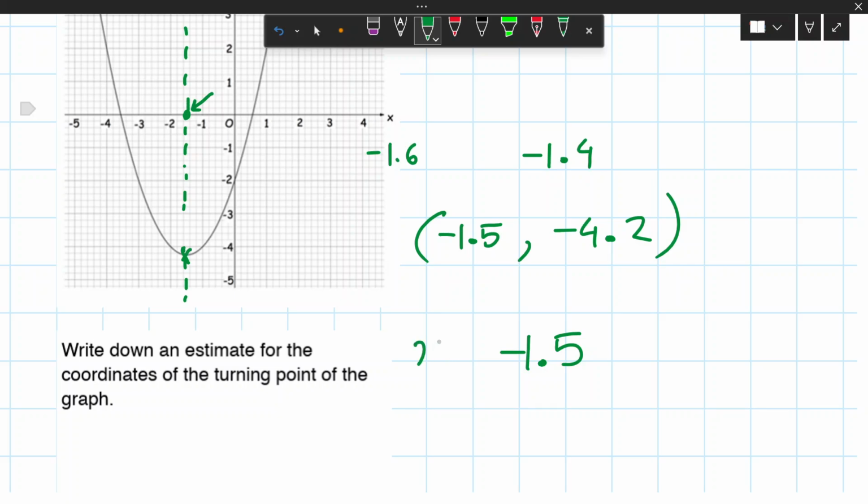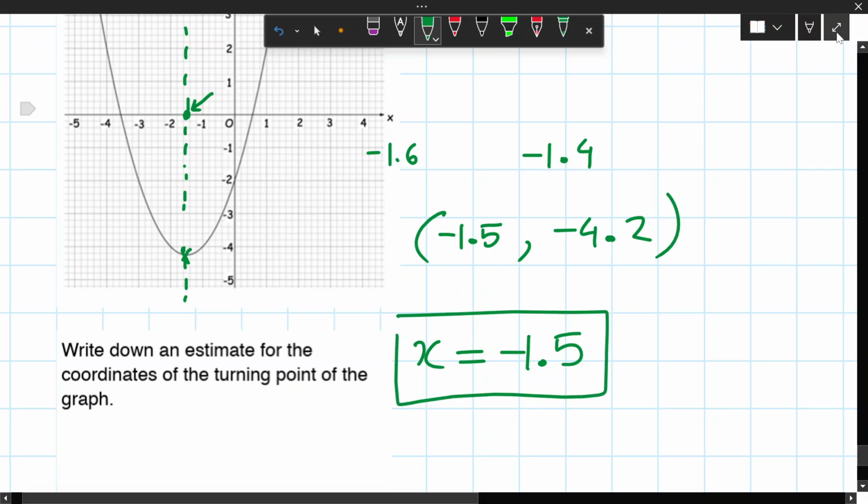Because it is cutting the x-axis, I would say the mirror line is x equals minus 1.5, and that is your 5 questions for the day. I'll see you in another video.